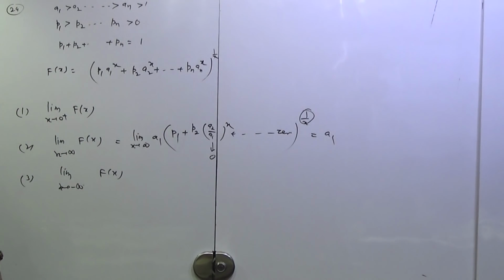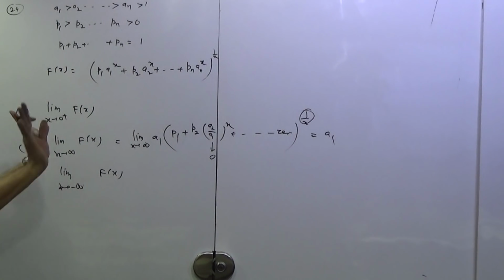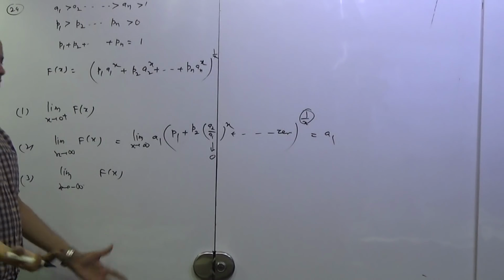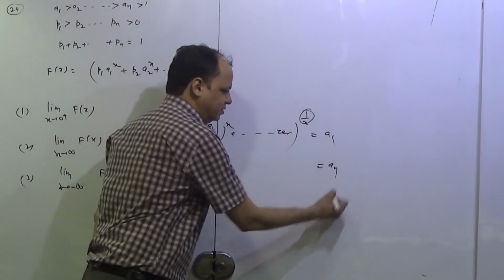Similarly, think about the next one. What do you get? Extending to minus infinity is opposite actually. It will be reversed. What will be the answer? Directly write down the answer. AN will be the answer. Excellent.